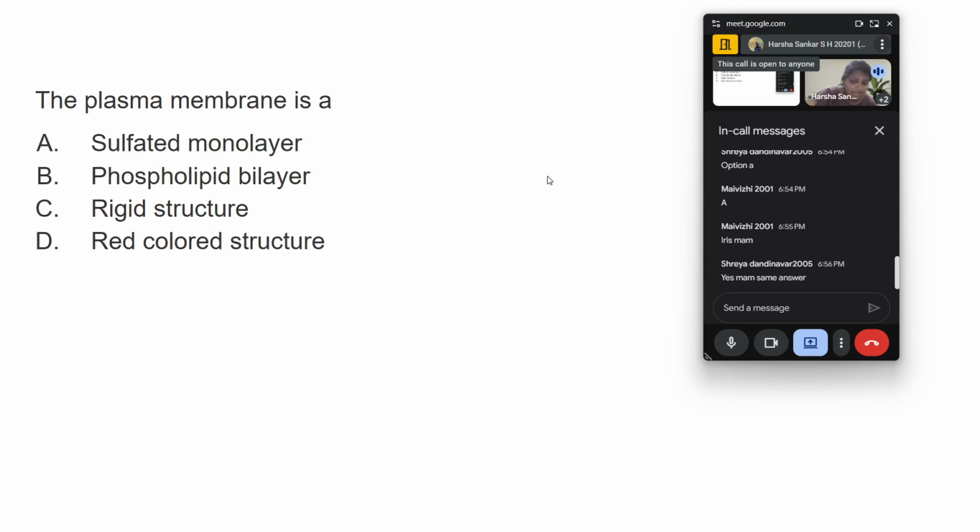Plasma membrane is a dash. Option A, sulfated monolayer. Option B, phospholipid bilayer. Option C, plasma membrane is a rigid structure. Option D, it's a red colored structure. Yeah, simple answer, right? I expected the speed in this answer. Very good. So plasma membrane is basically a phospholipid bilayer.